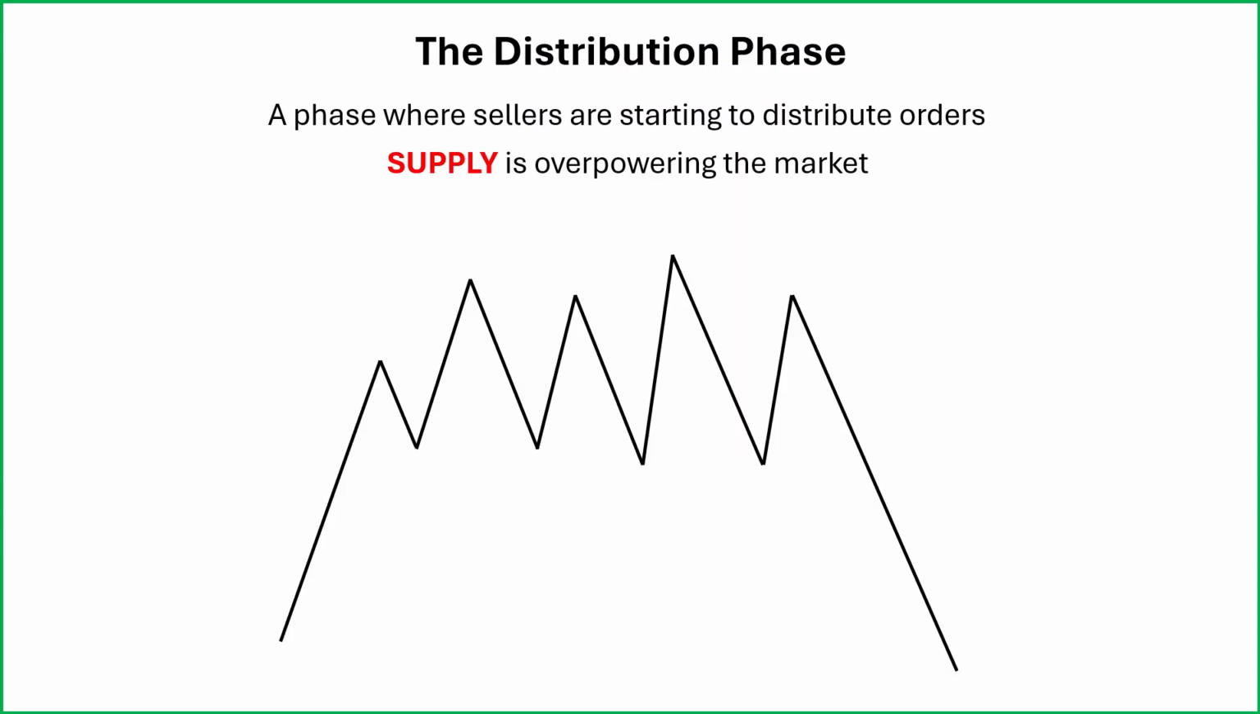Next up is the distribution phase. And this one's a bit tricky. This happens after the market has been trending upward. Just like accumulation was a sideways movement after a downtrend, distribution is a sideways movement after an uptrend. Now, the smart money that bought earlier is starting to sell. They're distributing their holdings to the public.